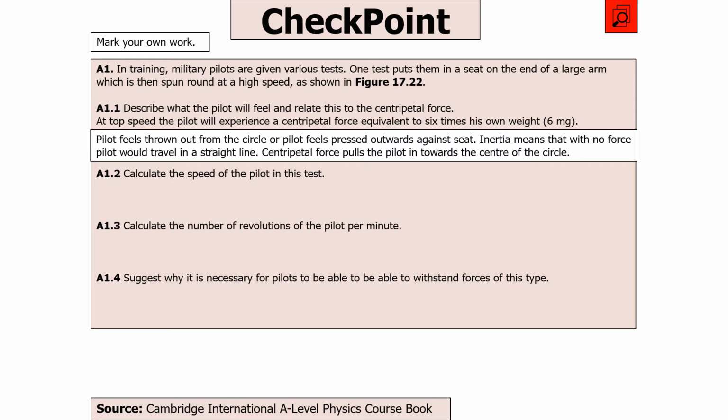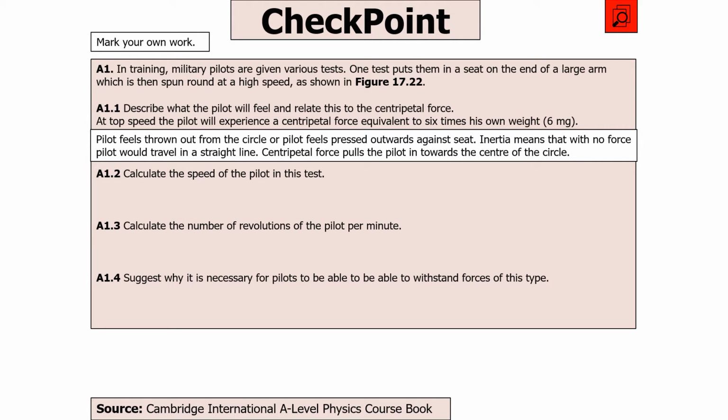Okay, if there's no force in the situation, the pilot would want to travel in a straight line, but there's a centripetal force acting to pull them towards the center of the circle. So in the vertical plane, they'd have inertia, but in the horizontal plane, they'd be pressed in towards the center of the circle. So ultimately, that will cause a reaction to make the pilot feel pressured outwards against the seat.